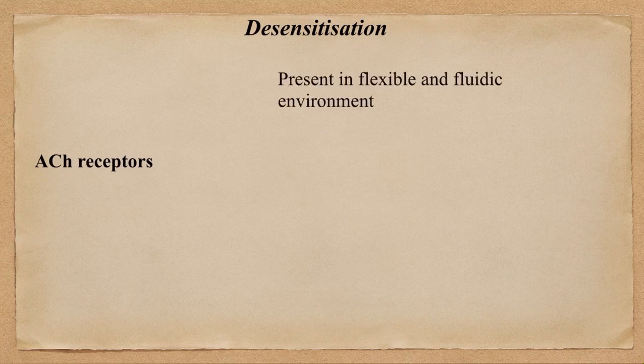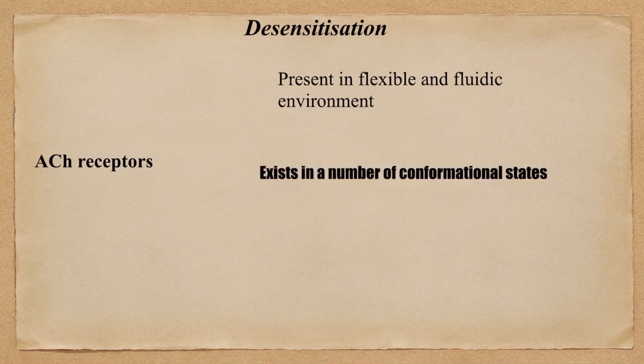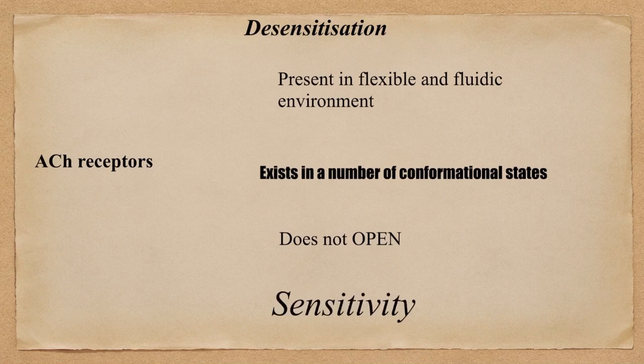So now, how are these receptors getting desensitized? The acetylcholine receptors are present in a lipid bilayer. Since these receptors are present in a flexible and fluidic environment, they are capable of existing in a number of conformational states. And these receptors that are present in different conformations cannot be opened by the agonist. Some receptors do not open even after the agonist comes and binds to them. In other words, the receptors will not be sensitive to the agonist. This state of insensitivity is called the desensitized state.